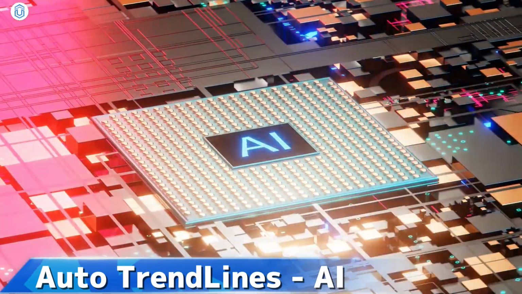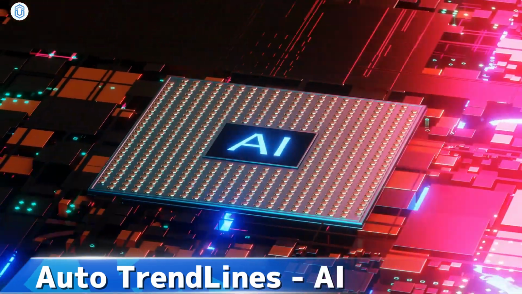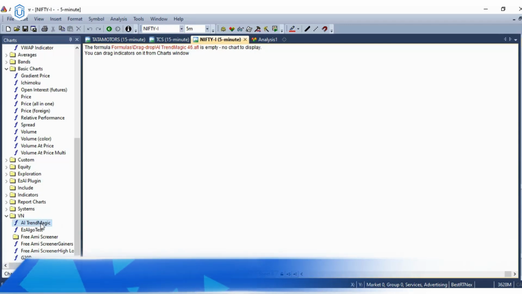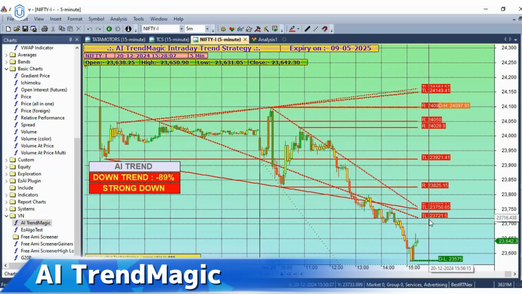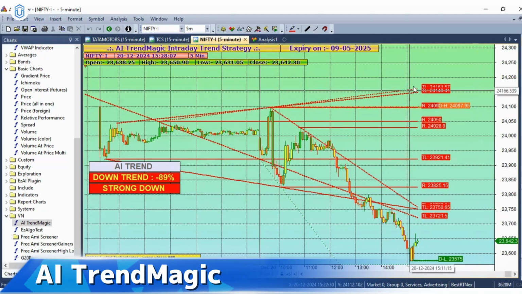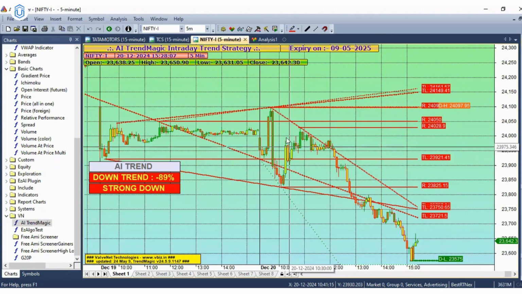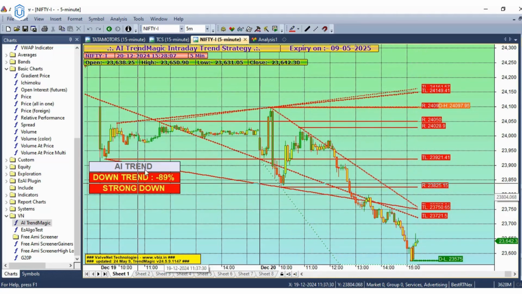Nowadays, with innovation, AI identifying and drawing trend lines has become easy. There are many auto trend line creating software available in the market. Here, I am applying our AI trend magic. This is an auto trend identifier which will give you support and resistance levels in real time. Now the tool has been applied. You can see the trend lines drawn with this type of tool. Also, you can analyze the market and trade efficiently.